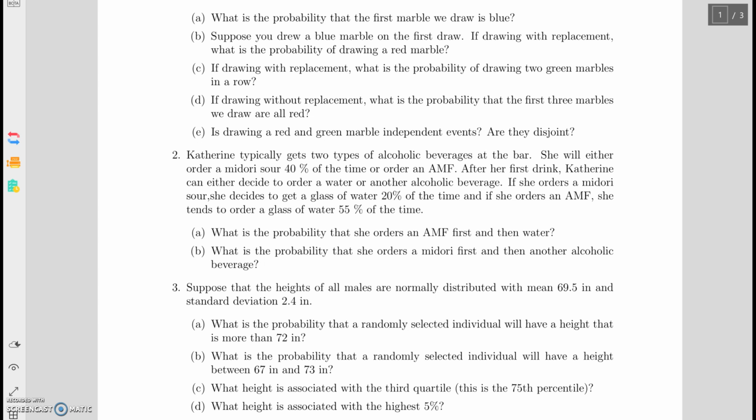the bar. She will either order a Midori Sour 40% of the time or order an AMF. After her first drink, Catherine can either decide to order a water or another alcoholic beverage. If she orders a Midori Sour, she decides to get a glass of water 20% of the time, and if she orders an AMF, she tends to order a glass of water 55% of the time. Okay, you read that and you're instantly confused.